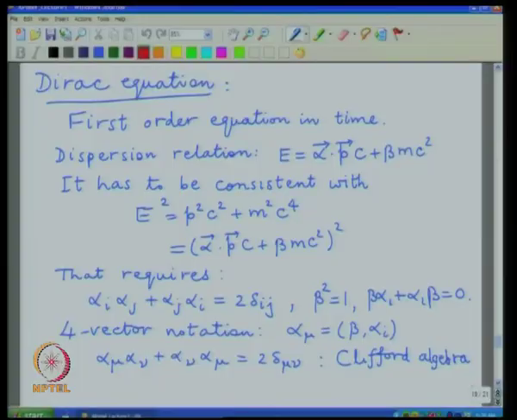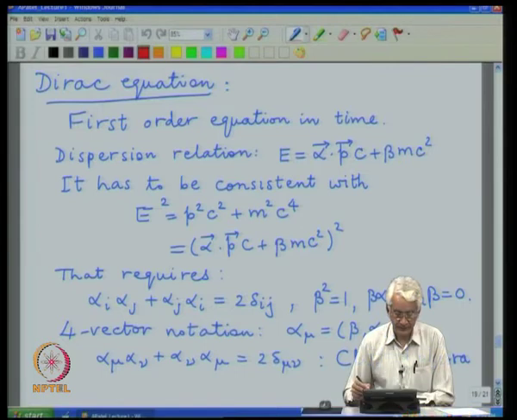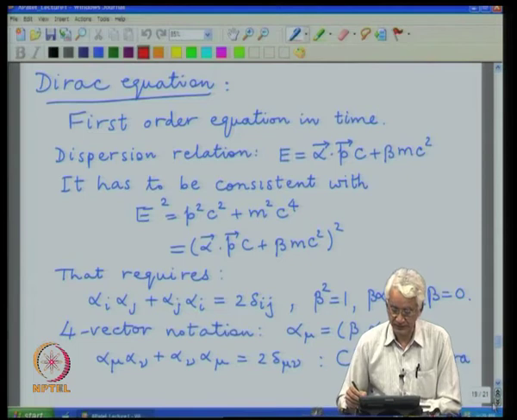So, in the last lecture I introduced the Dirac equation and showed how Dirac could linearize the dispersion relation by introducing coefficients from Clifford algebra. And today I will discuss some elementary properties of that equation which immediately follow from its peculiar structure.